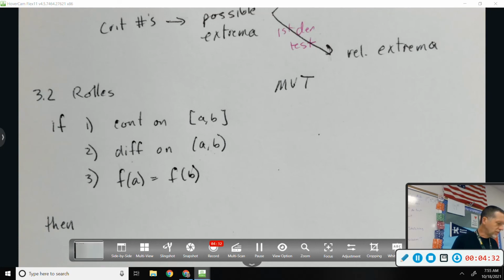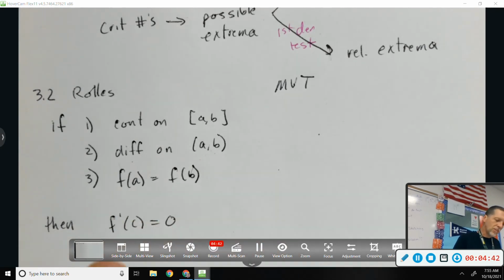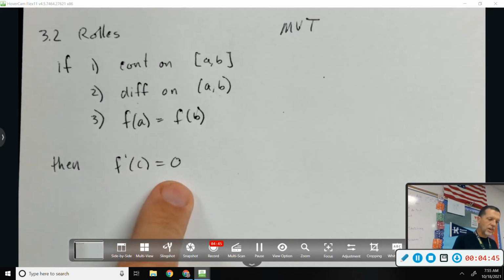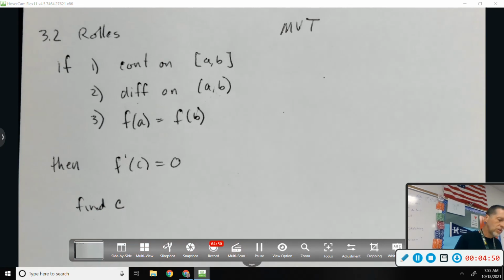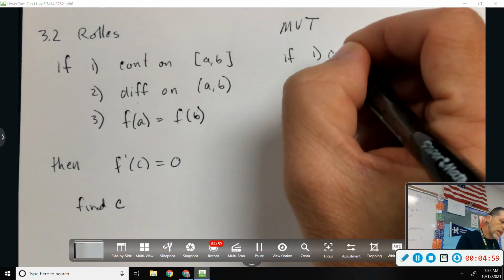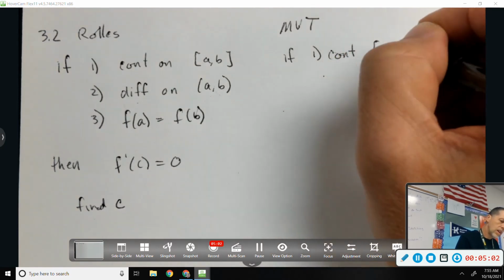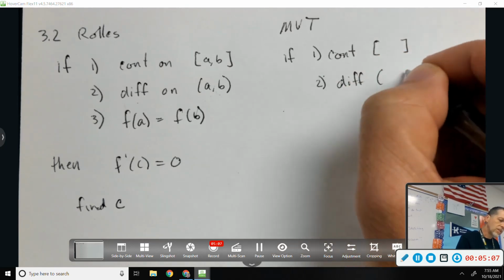What's the conclusion for Rolle's? Then, yep, so that means the slope somewhere equals 0, and your job is usually to find c. So you set the derivative equal to 0, and you have to get an answer if all of this stuff works. So you know there's at least one answer. In MVT, all you need is continuous and differentiable.